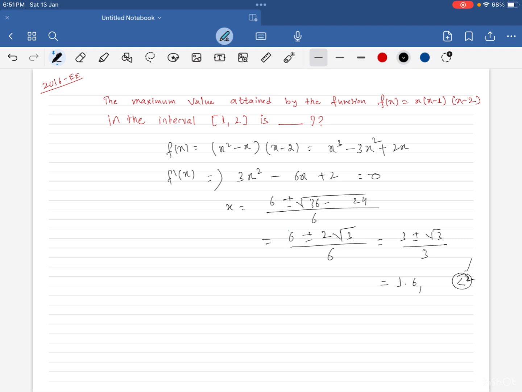So now both the points will be in this interval, I think, right?